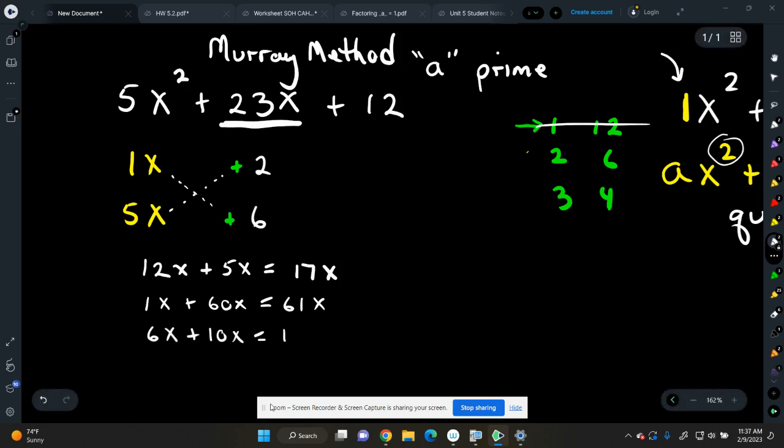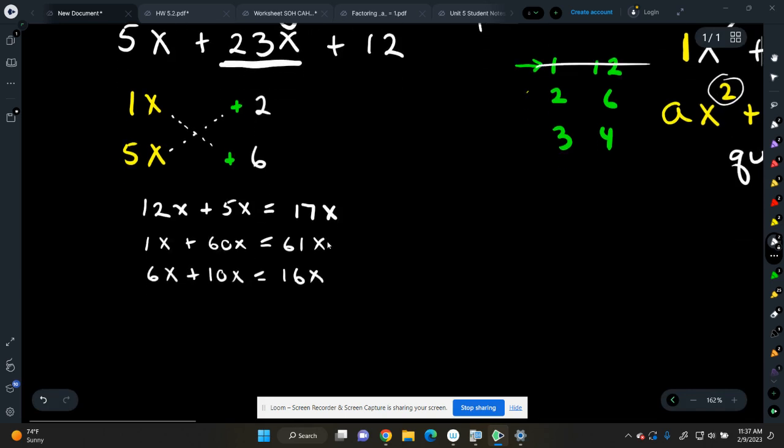Did that work? No. No, because what does it need to equal? 23. So what do we do now? Do the last one. Switch them before we abandon it, unless you can see that it's obviously not going to work, okay? All right, cross multiplying. We get 2x plus 30x, and that doesn't work, okay? So I've tried the 2 and the 6, and it doesn't work, okay?